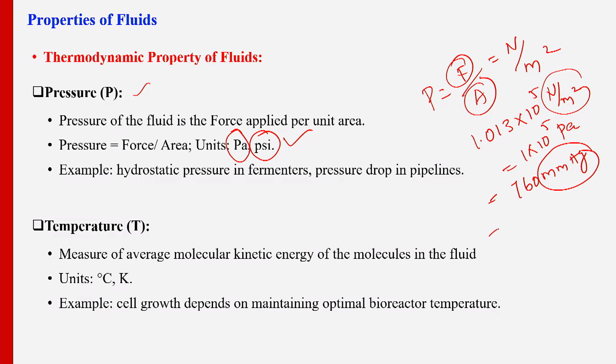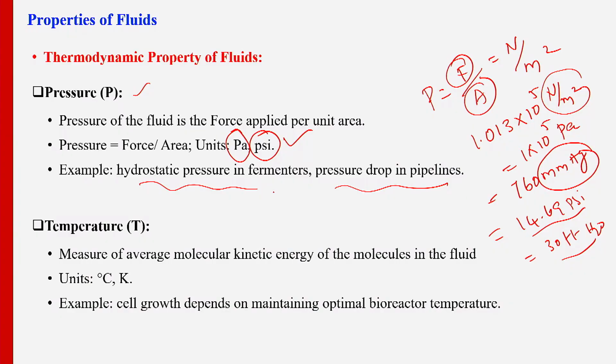We can even write 14.69 psi and 30 feet of water; all units are the same. We can write it in different ways, but try to use SI units throughout the problem, because using different units while solving is very difficult. An example where you want to use pressure is the hydrostatic pressure in fermenters, and the pressure drop in pipelines. When you use a bioreactor there is a pressure drop, so we also have to measure the hydrostatic pressure in the fermenter.